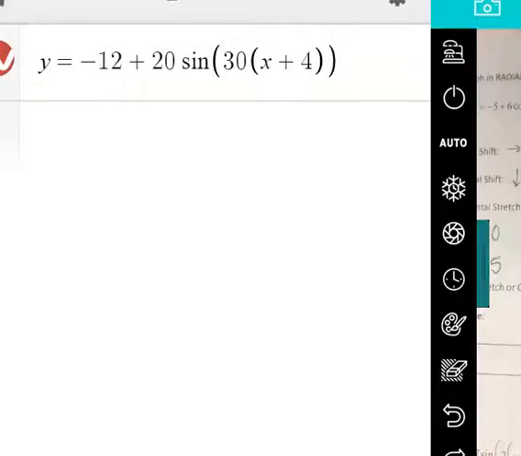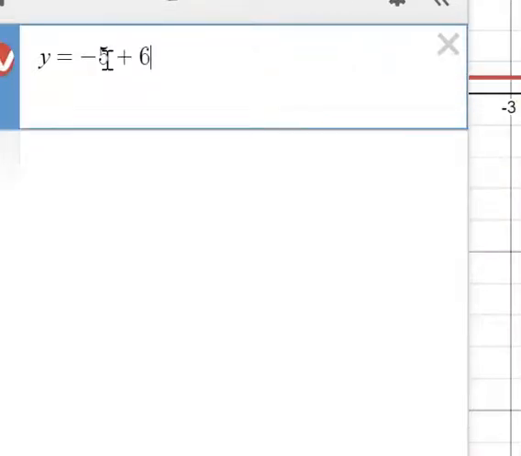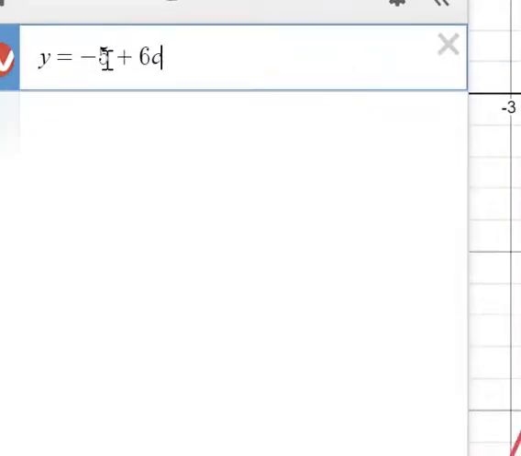So it's going to be y equals -5 plus 6. Then I want cosine. Now, when you want the pi, let me switch this over so you can see it. I would just type in pi, and it'll come up. There's another way to get it, but it's easier to just do it like that.